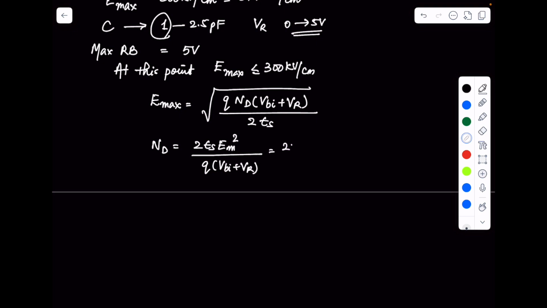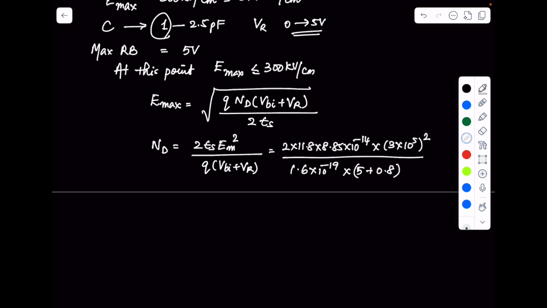So it's 2 × 11.8 × 8.85 × 10^-14 × (3 × 10^5)^2 divided by 1.6 × 10^-19 × (5 + 0.8). And that works out to 6.9 × 10^16 per centimeter cube. So this is the doping density that you need on the N side of the junction. So using the maximum electric field and the maximum reverse bias, you are able to get an ND.